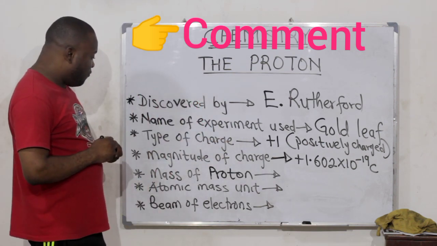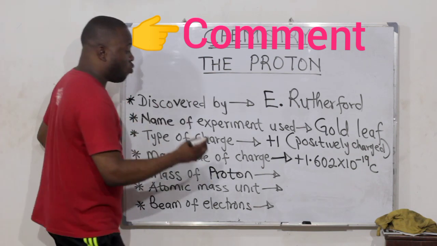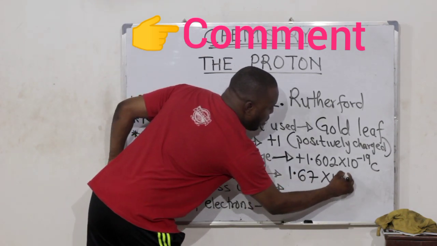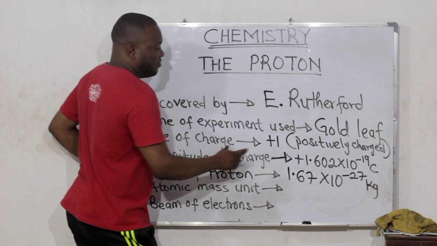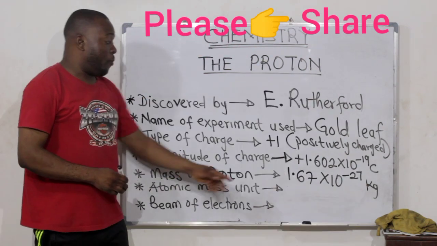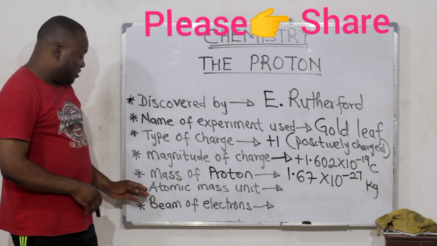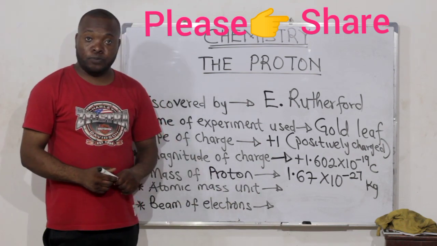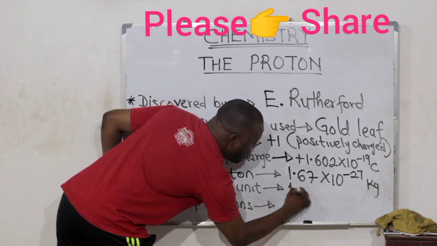Now let's proceed with what we have. The mass of proton is approximately equal to 1.67 times 10 raised to power -27 kilograms. This is the mass of one proton in an atom. And second to the last we have here is the atomic mass unit of a proton. The atomic mass unit of a proton is equal to 1.007316.